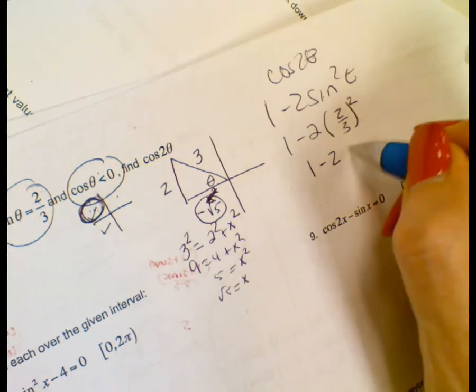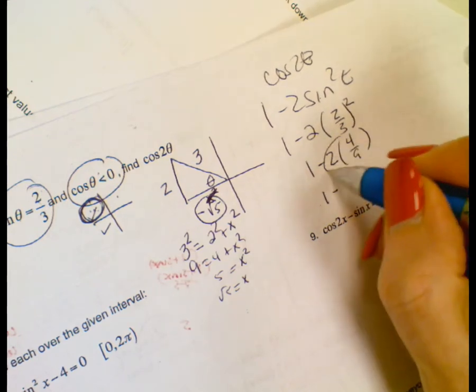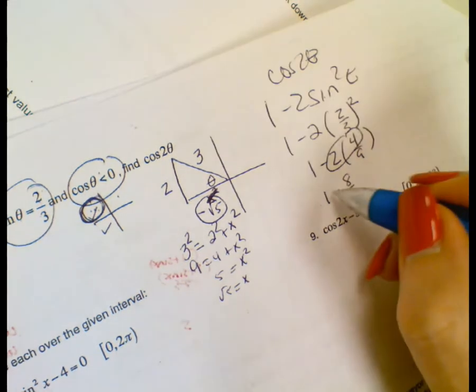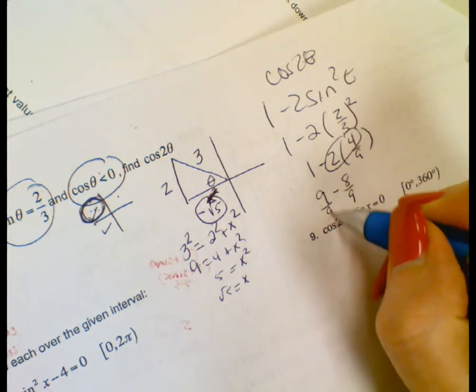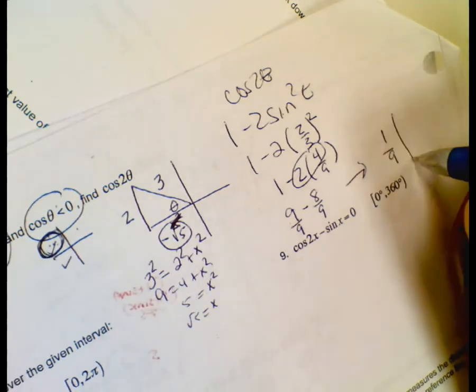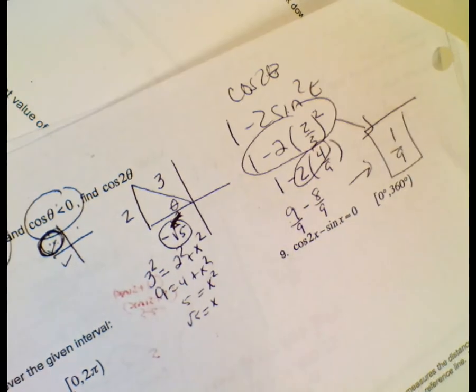So 2/3 squared is 4/9. You multiply the whole number times the numerator. That's 8/9. And since 1 is really 9/9, your answer should be 1/9. Now, punch that in your calculator and see if you get the same answer.